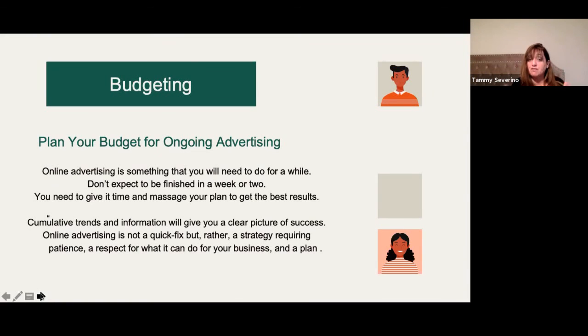Cumulative trends and information are going to give you a better picture of your success. And like I said before, online advertising is not a quick fix. It is a strategy. It requires patience. It requires planning. And this way you have a long-term relationship with the advertising, and it will then have a long-term relationship with your success. So in a way, having respect for what the advertising can do for your business is key. And if you have respect for it, you'll plan.